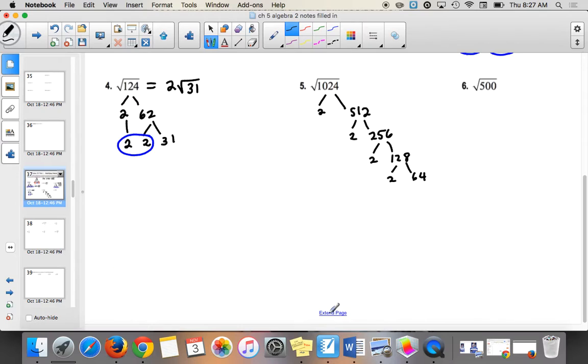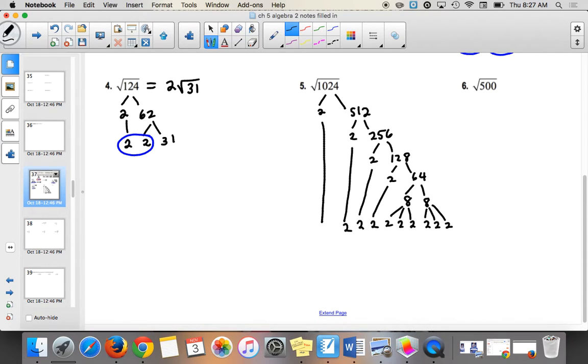We're getting a very lopsided tree, right? So how about 8 and 8? And 8 breaks into 2 times 2 times 2. And the other 8 is 2 times 2 times 2. So I have 6 2's from just the 8s there. There's the 7th 2, 8th 2, 9th 2, 10 2's. So 1024 is 2 to the 10th.